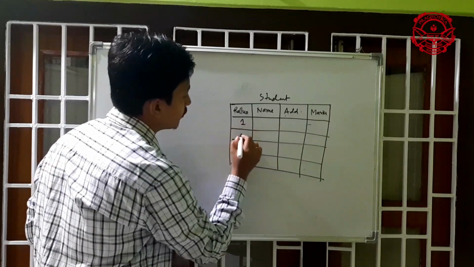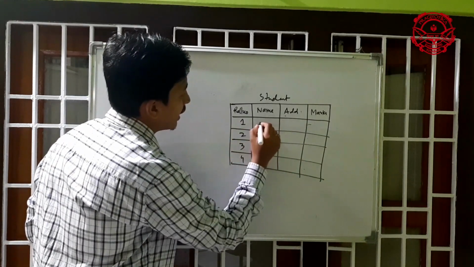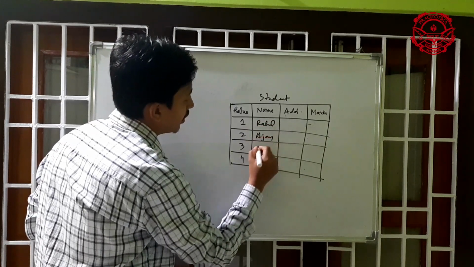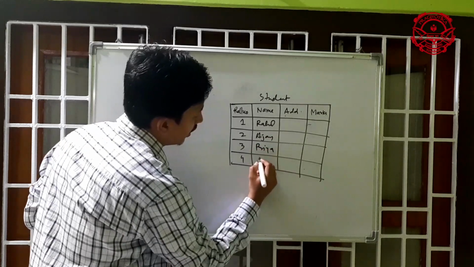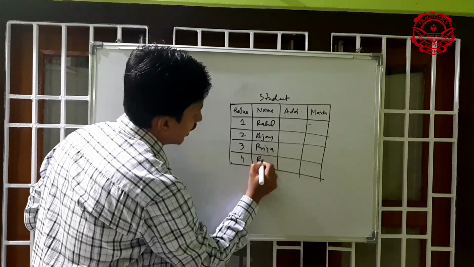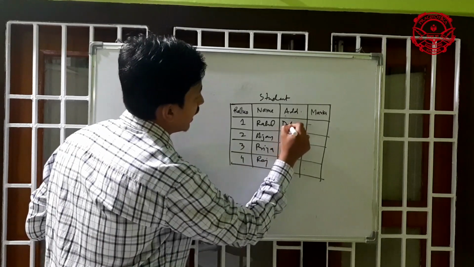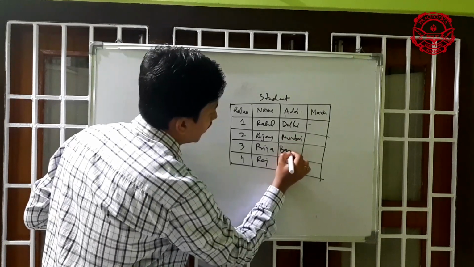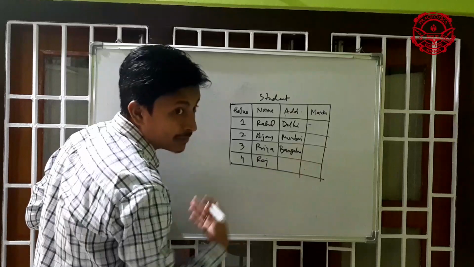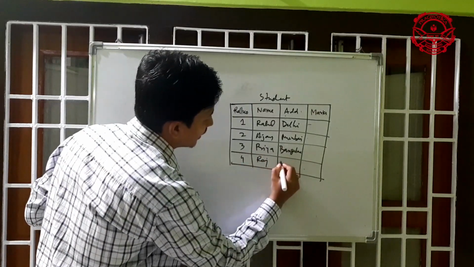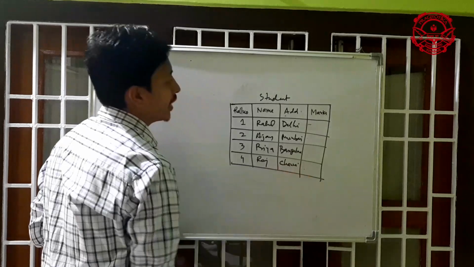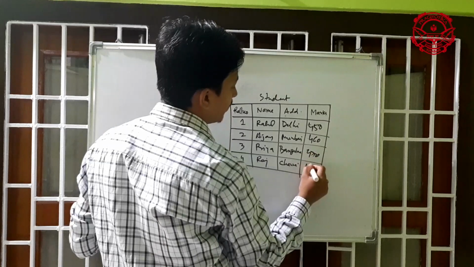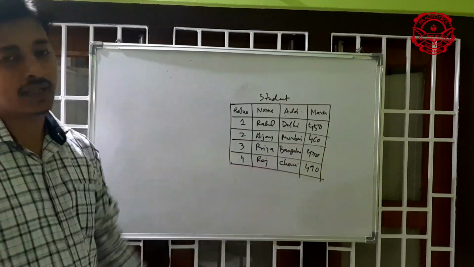For example, the roll number is 1, 2, 3, 4. Names, say Rahul, Ajay, Priya, Raj. Address is, say, Delhi, Mumbai, Bangalore, my favorite place Bangalore. Next, Raj is from Chennai. Marks are 450, 460, 470 and 490. So Raj got the highest mark, 490.